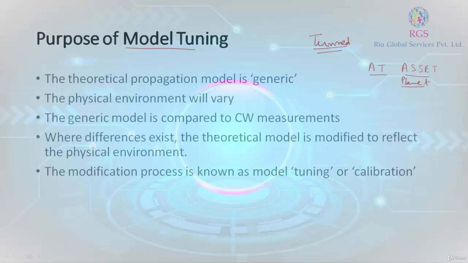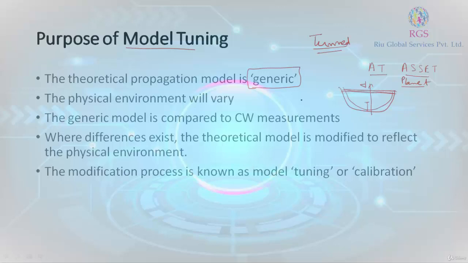Because these propagation models which are defined in Asset or Atoll or Planet are very, very generic in nature. That means they will not consider the factor that there could be, let's say, a bridge, right? So it will consider the height of the mobile station at this point of time, but the actual height of the mobile station is this much, because there was a bridge, and that bridge is not in the consideration of this model.